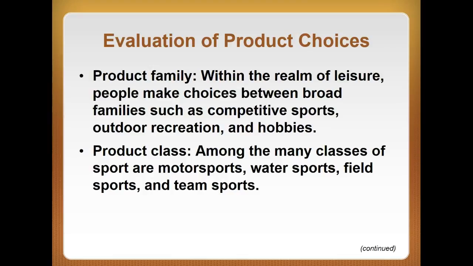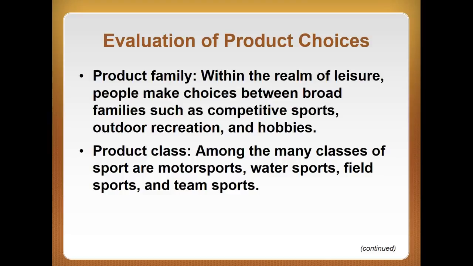Consumers make product choices at a number of levels, and Philip Kotler distinguished these certain levels. This is in regards to product family and product class. In regards to product family, when we're talking about leisure, people make choices between broad families such as competitive sports, outdoor recreation, and hobbies. So this is not just about picking a sports team. It's what am I going to do to spend my time and have it be enjoyable.